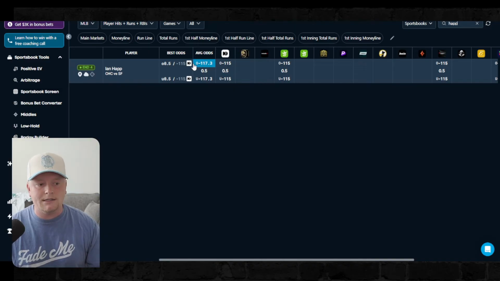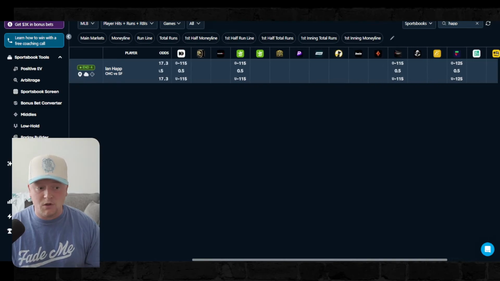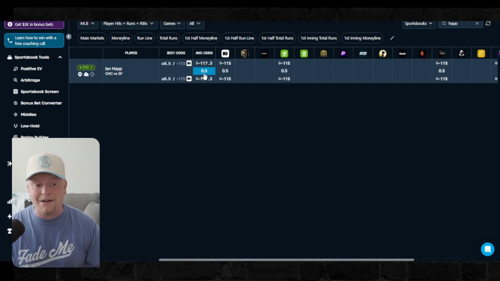So the average odds are -117 for the over. And what we're looking at is -115 on DraftKings. We can keep scrolling and seeing all of these right here. But yeah, not many sportsbooks offering this, which is fine. We still have the average odds. We like DraftKings here at -115. We're getting a couple cents of value there.